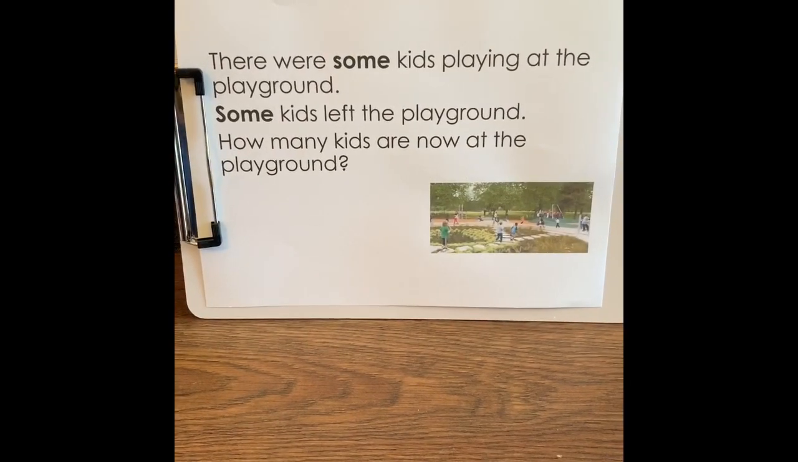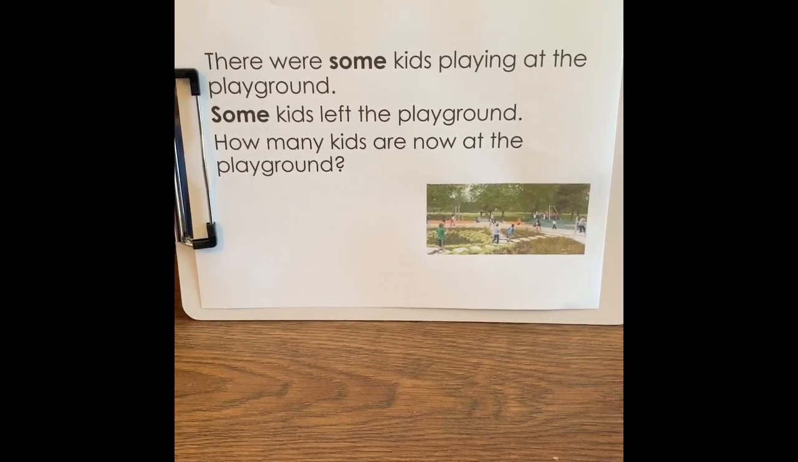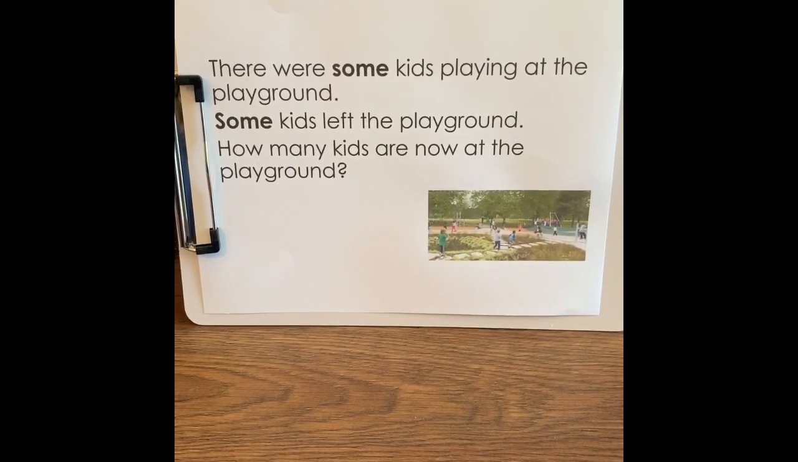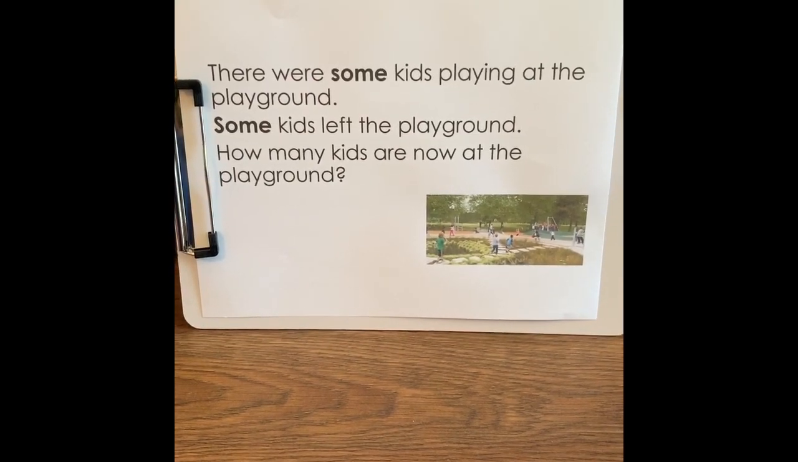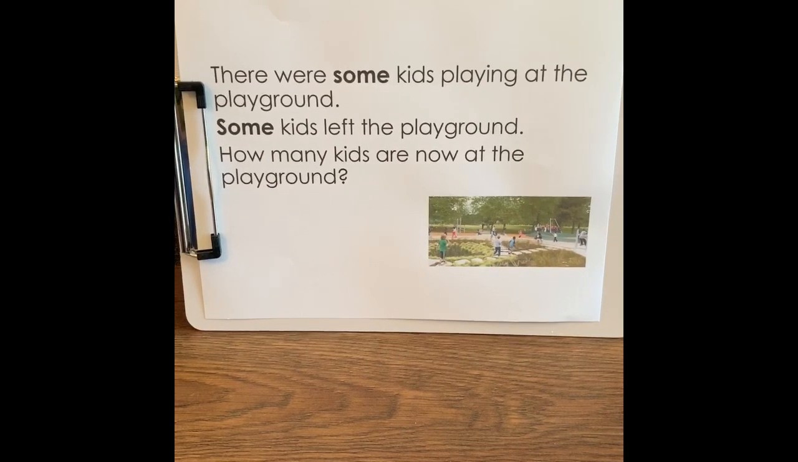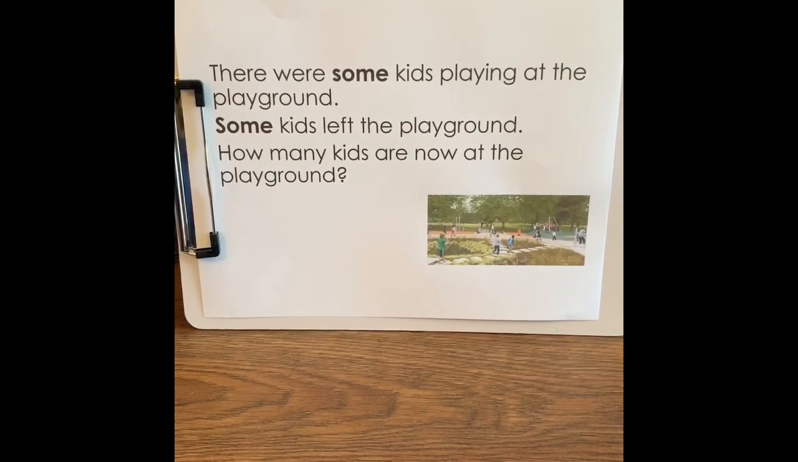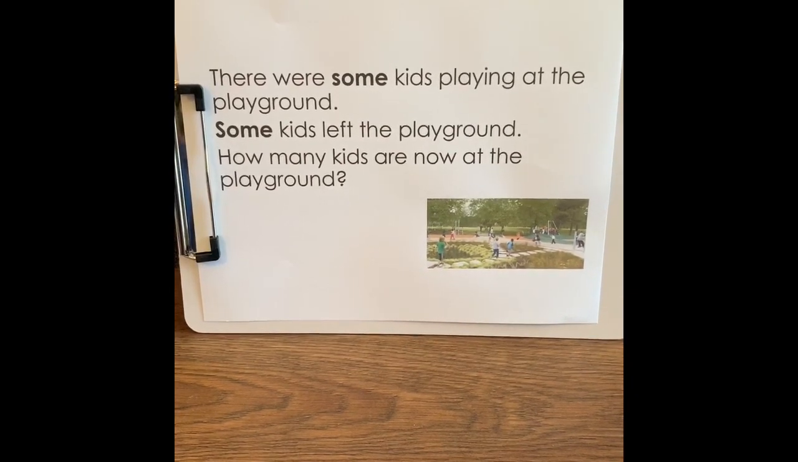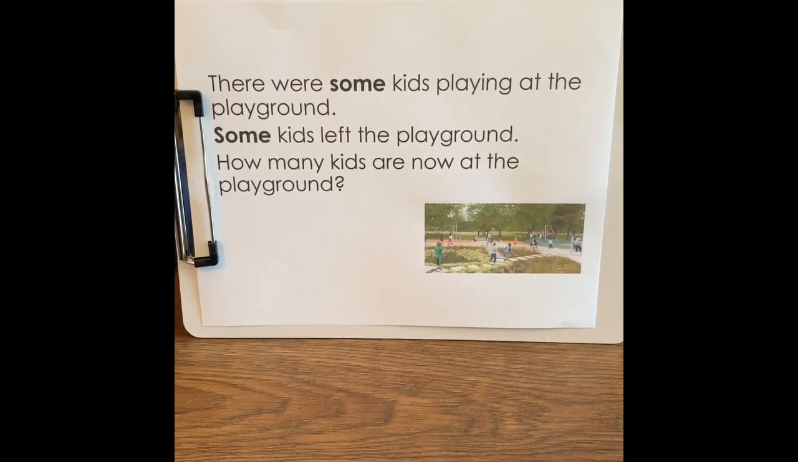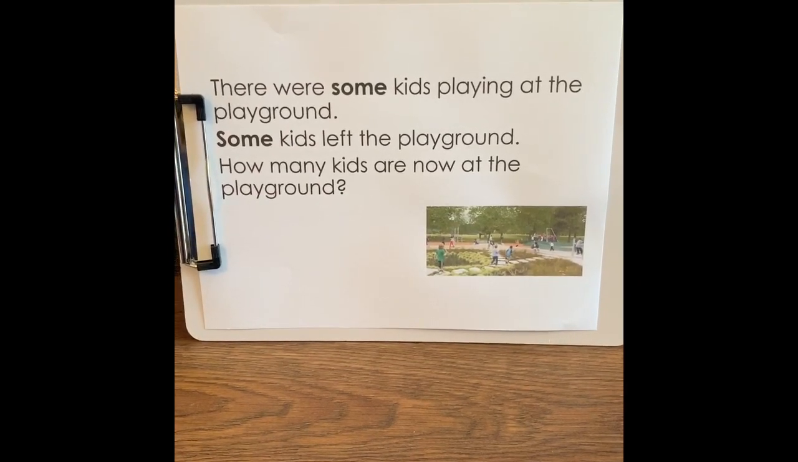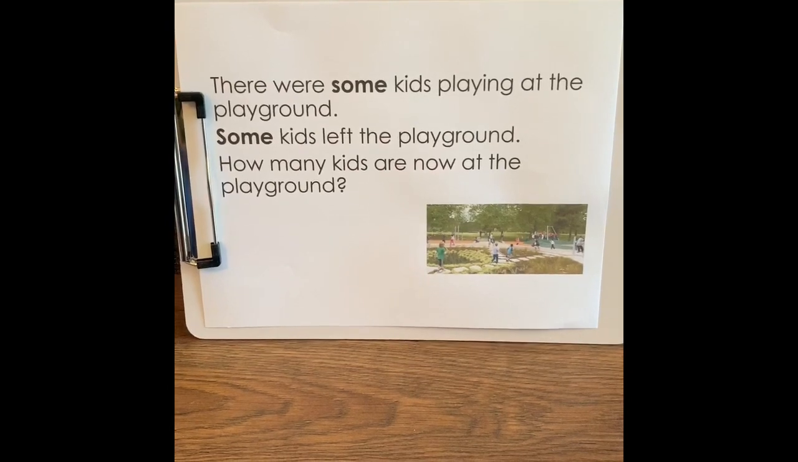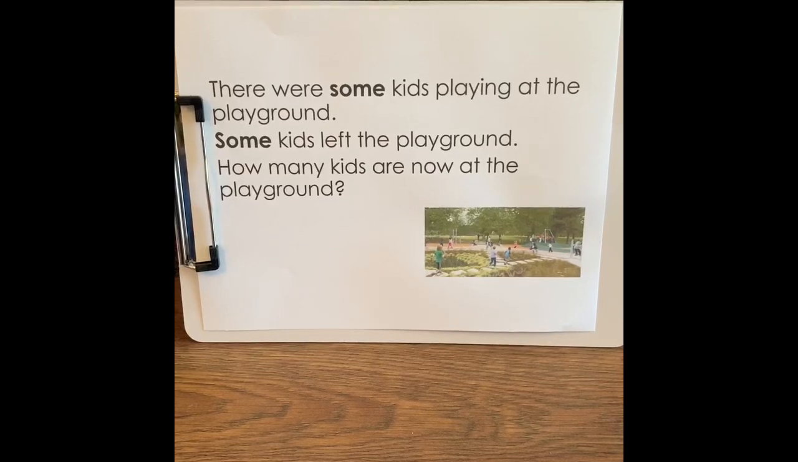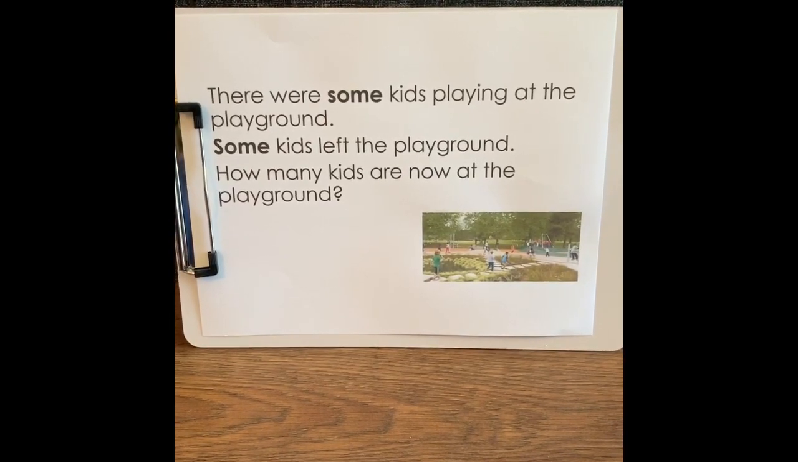Ready, set, read. There are some kids playing at the playground. Some kids left the playground. How many kids are now at the playground? Stop and think about the new information you just learned from the story. The last sentence says, how many kids are now at the playground? This is an asking sentence or a question. I know this because it ends with a question mark. Now we know what the story is asking us to solve. We know what the problem is. The problem in the story is how many kids are now on the playground, or how many kids were left in the playground when some of the kids left.